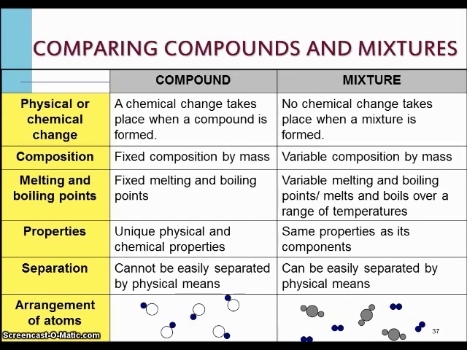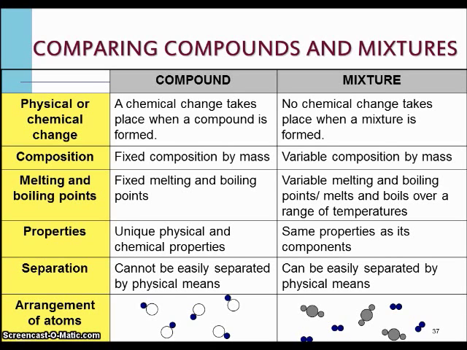First of all, let us look at the physical or chemical change between a compound and a mixture. For a compound, a chemical change takes place when a compound is formed, whereas for a mixture there is no chemical change taking place when a mixture is formed. Like what we have mentioned just now, a compound has a fixed composition by mass, whereas a mixture has variable composition by mass.